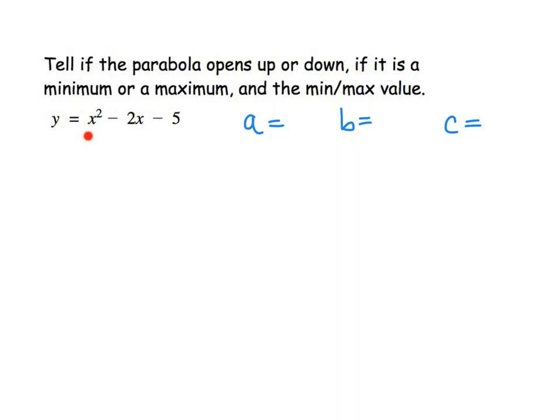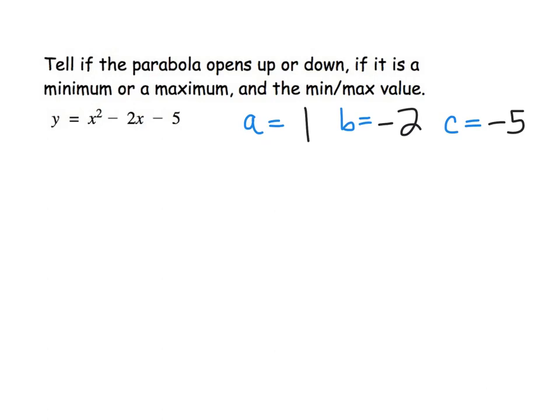My A is always the coefficient to the x squared, so my coefficient to that x squared is a 1. My B is the coefficient to the x term, and it includes the leading sign, so -2 is my B value. And then my C is always the constant, the number without a variable, including the leading sign, so my C value is -5.